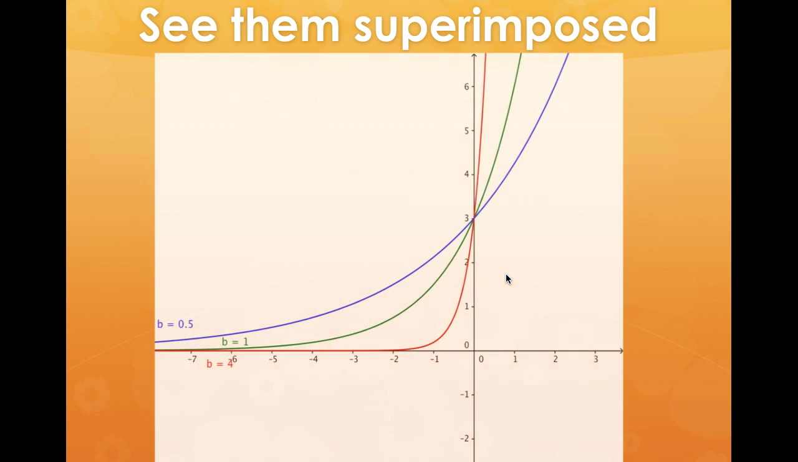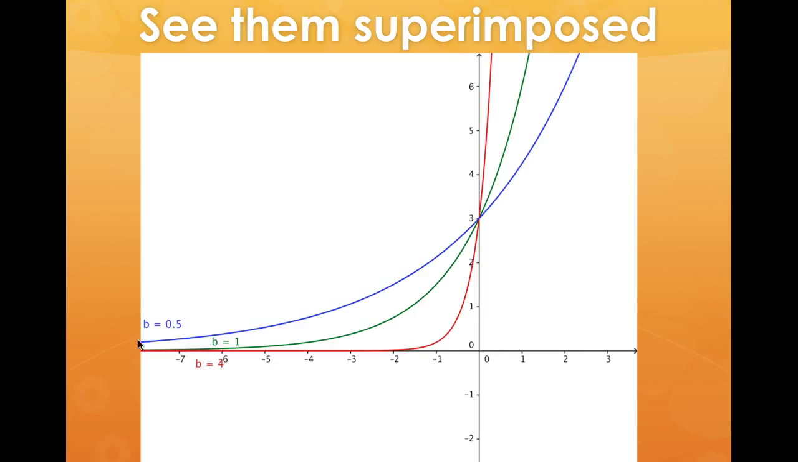Let me superimpose these graphs for you. Here we have b is 0.5, so b is half of x. We're multiplying x by a half, so it's pretty flat. Here is our simple b is equal to 1, so it's just a c to the x, and it's a pretty normal curve. And then down here in our red, we have b is equal to 4, so x is being multiplied by 4, so 4 times faster. So now you understand what b does specifically on the Cartesian plane.